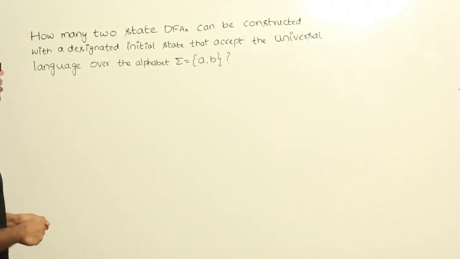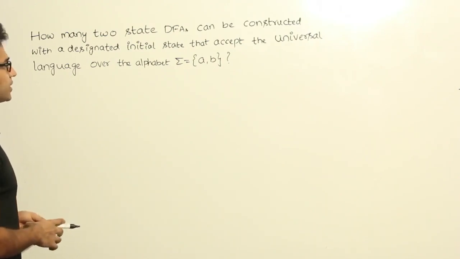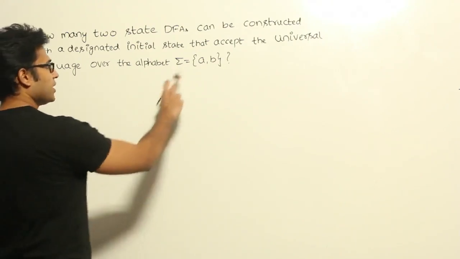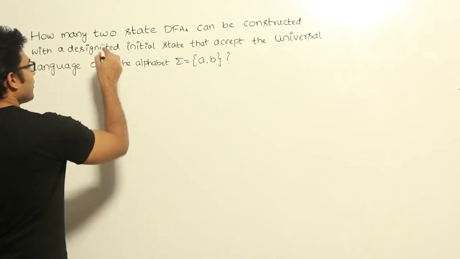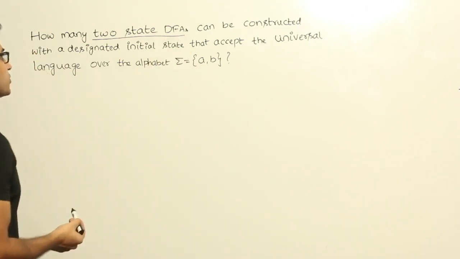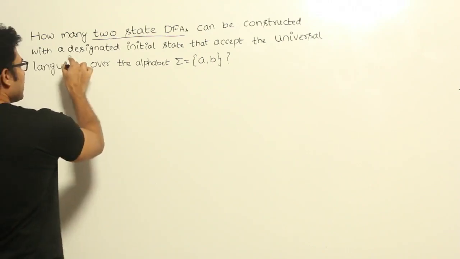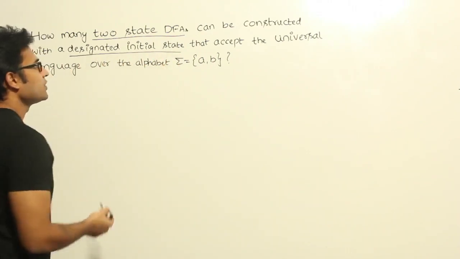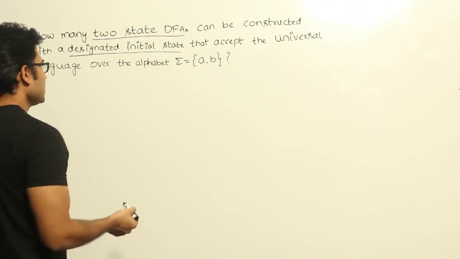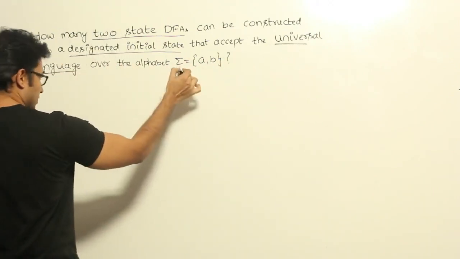Now let's see this question. How many two-state DFAs can be constructed with a designated initial state that accept the universal language over alphabet {a, b}? If you observe it, they are talking about two-state DFAs. Therefore the number of states in the DFA is 2, and a designated initial state is given, which means one of the states is designated as the initial state, right? Now they are saying that it accepts the universal language, and the alphabet is just 2.